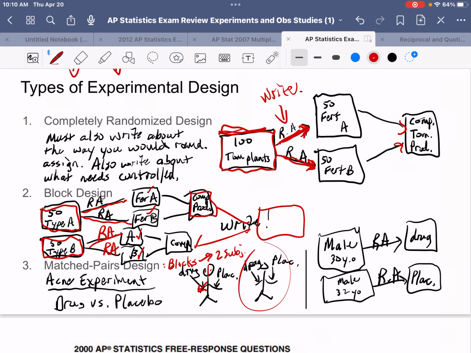Another way of doing a matched pairs design is, for example, suppose that you've got a male 30-year-old and a male 32-year-old who've both volunteered for the experiment. Well, then you can randomly choose which one gets the drug and which one gets the placebo, and then compare just those two to each other. And then, you could do a female 30-year-old with a female 35-year-old, a male 18-year-old with a male 22-year-old. They're close in age. So block designs.